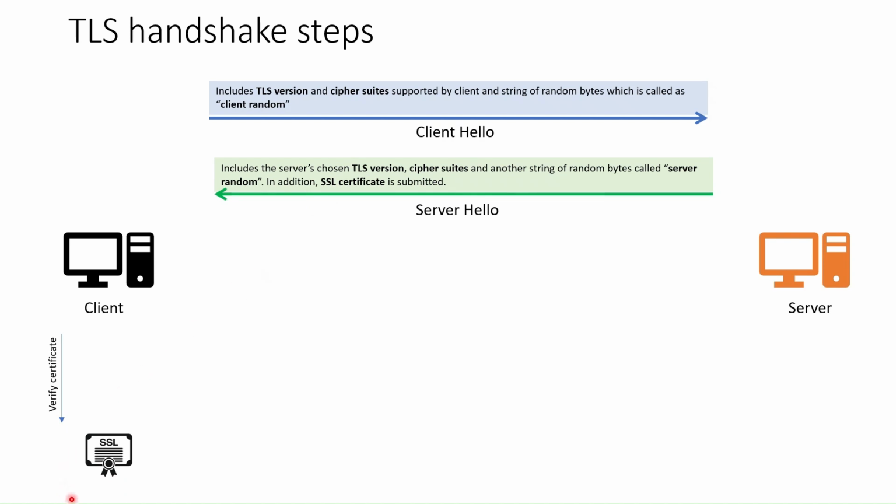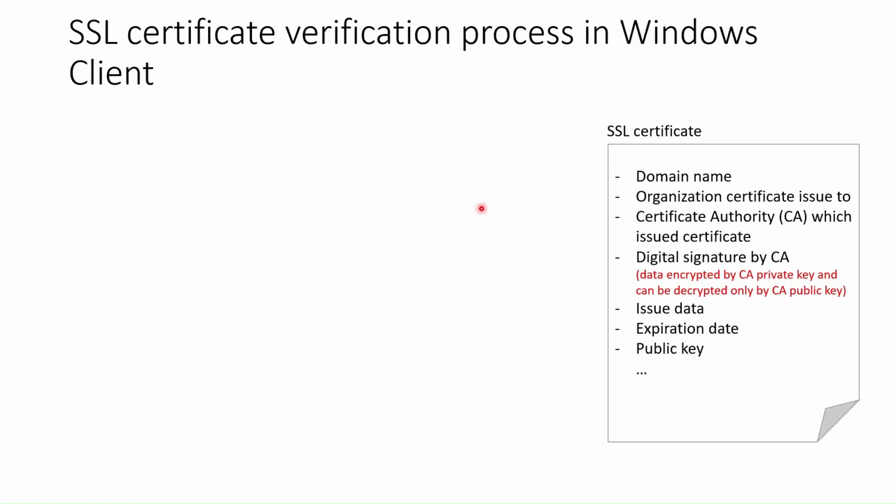Then, the client enters the certificate verification phase to validate the server's identity. How is this verification made in Windows? Each certificate submitted by the server includes information like domain name, organization name, the certificate authority who published this certificate, digital signature, expiration date, etc. One important point, this digital signature is encrypted data which validates all this information. In other words, if you decrypt this digital signature, it says, okay, this is the correct domain, this is the correct organization, this is the issue date, something like that, okay?